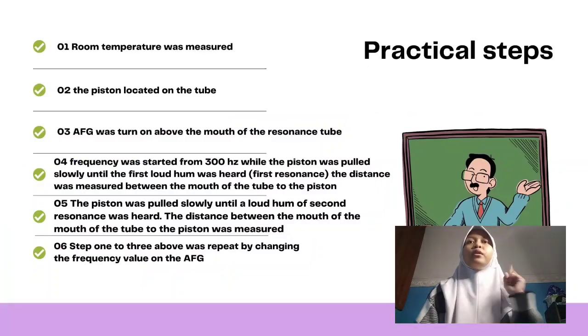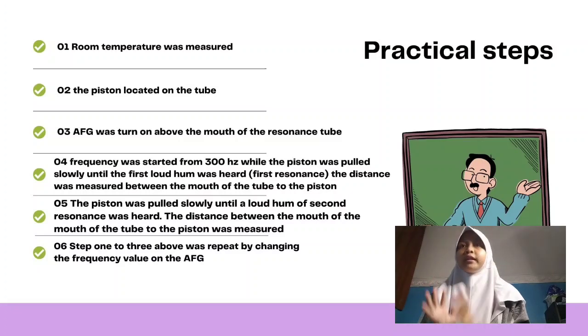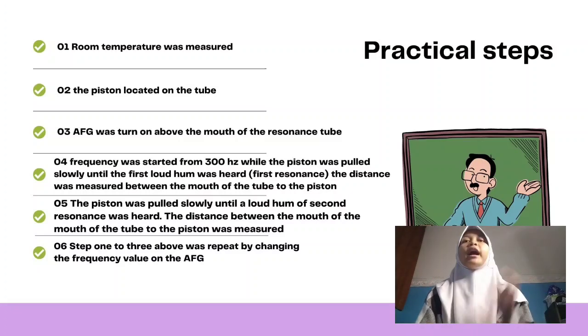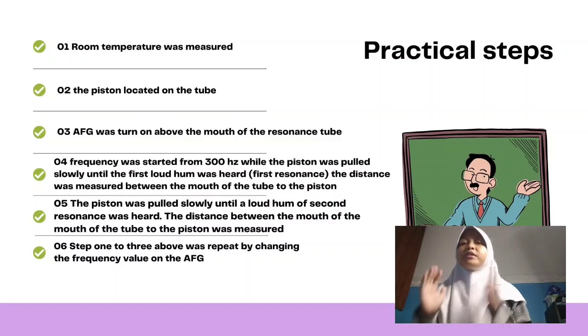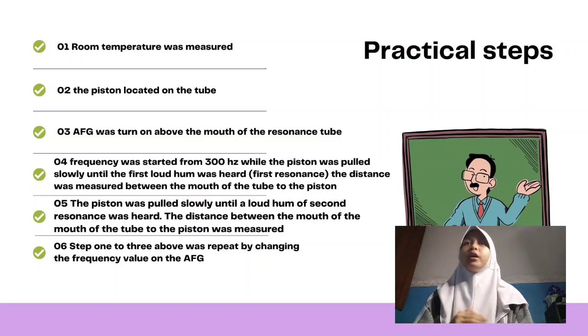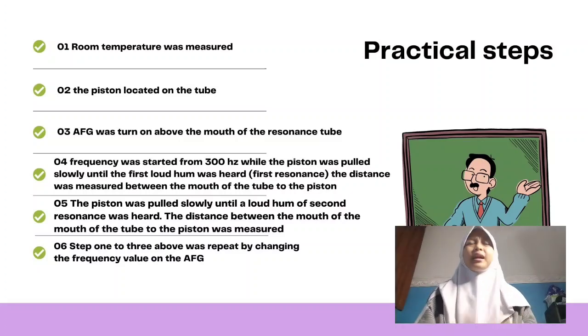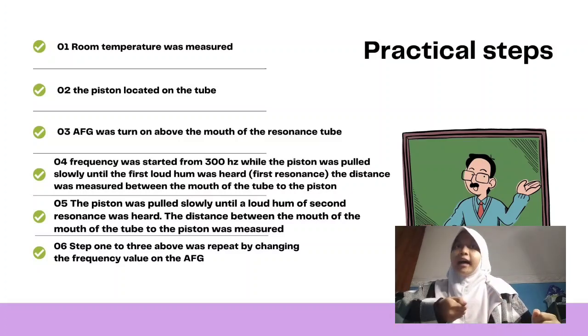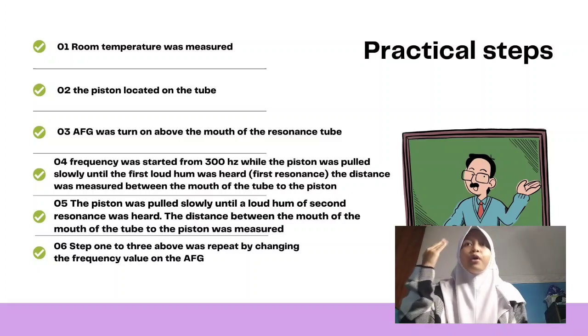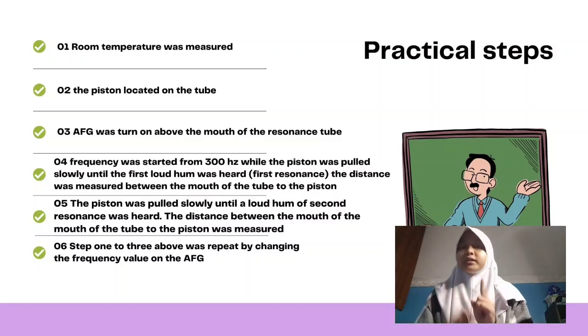Practical steps. First, room temperature was measured. Second, the piston was located on the tube. Third, the AFG or audio frequency generator was turned on above the mouth of the resonance tube. Then the frequency was started from 300 Hz, while the piston was pulled slowly until the first loud hum was heard as the first resonance.